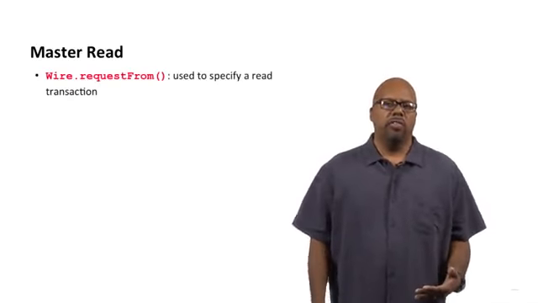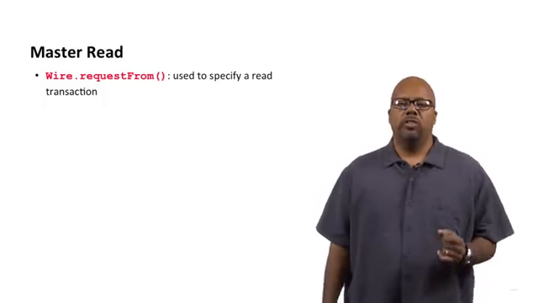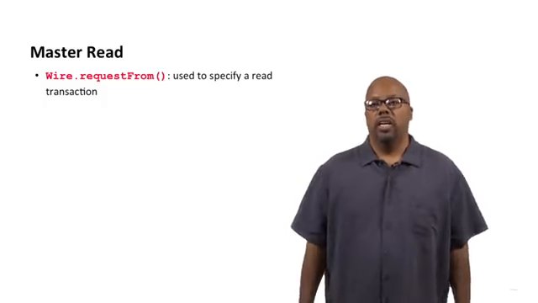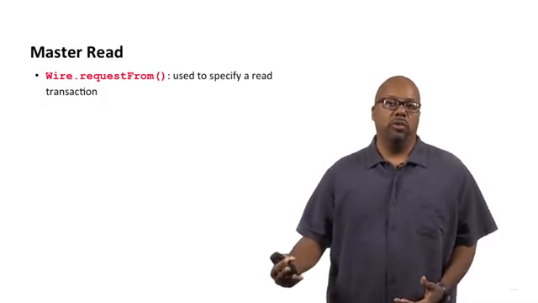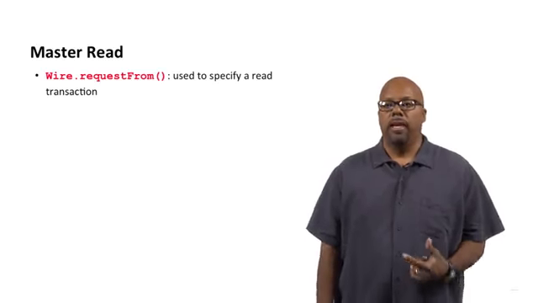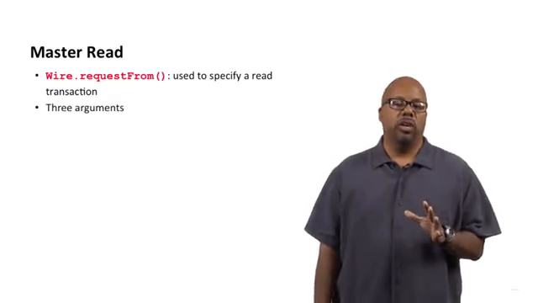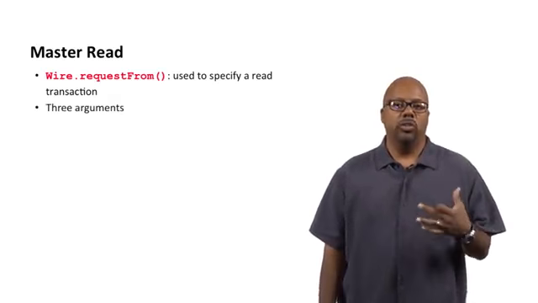So the last set of slides I was talking about if the master wanted to do a write transaction, writing some data, sending it to the slave. But let's say the master wants to do a read. So the master wants to grab data from the slave. So there are some different function calls for that. First is this Wire.requestFrom. This is how the master initiates a read request from the slave. So this is the first thing you would have to call if you wanted to initiate a read.